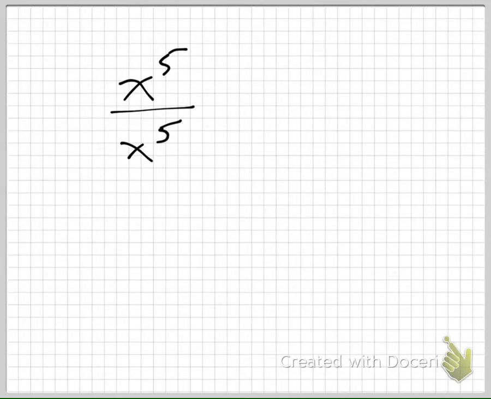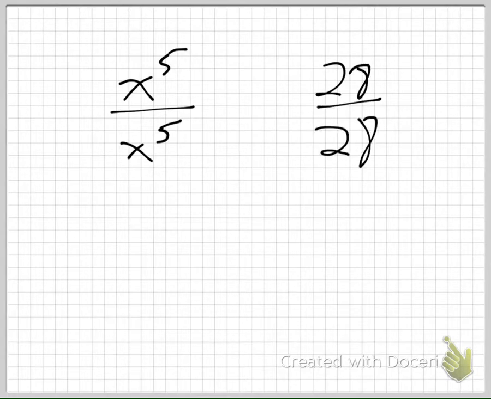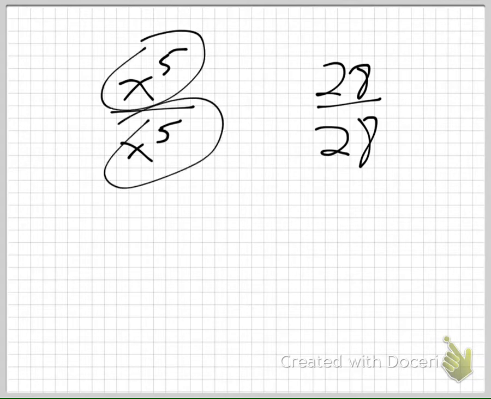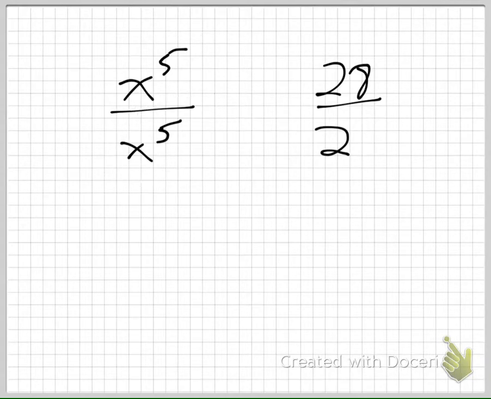What's the rule? What's the answer? Simplifying this, anything over itself is 1, right? If I have 28 over 28, the answer is 1. Negative 16 over negative 16? 1. Okay, so x to the 5th over x to the 5th is 1. But if I was to subtract this, what would it look like? It would be x to the 0.